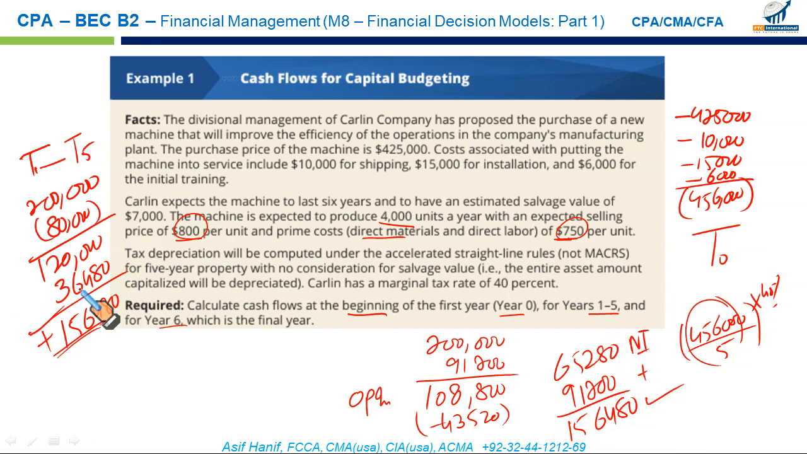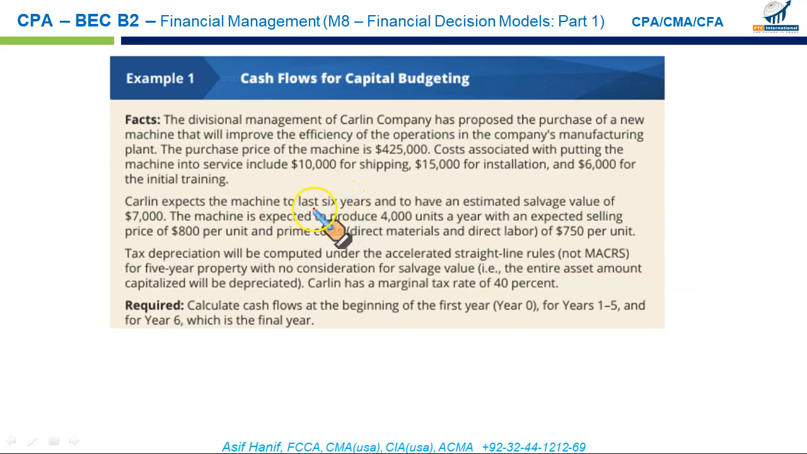Finally, the terminal cash flows, the cash flows at the end of the project. Now, here is an important point to note: the machine will last 6 years as per your accounting estimates, but tax depreciation will be computed under the accelerated straight line rule for 5 years. That's why we use the 5 years basis, because when the estimated life is given under the tax laws, we ignore what is given under the accounting convention. So it's going to be 5 years. And it says there will be no consideration for salvage value, meaning at the end of the life of the project in year 6, there will be no depreciation tax shield. This is an important point.